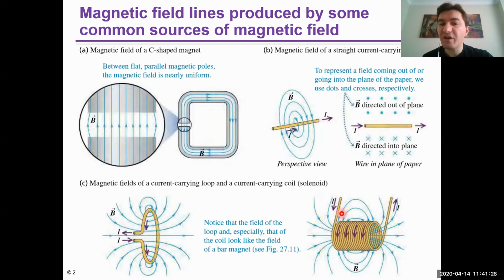So if you change the direction of the current within the solenoid, then you can also change the direction of the magnetic field. Now we have the magnetic field in that direction. By changing the direction of the current, you can apply the magnetic field in the other direction.